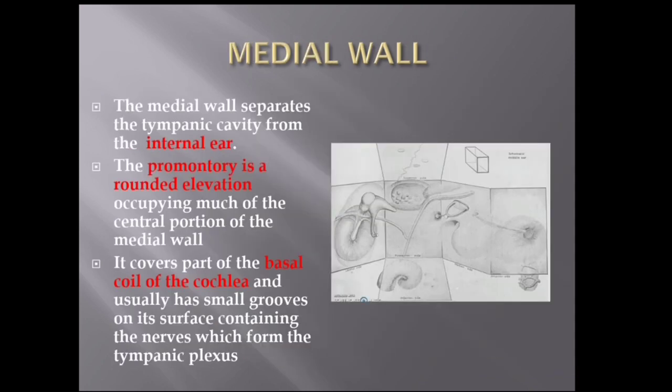Now the medial wall. The medial wall separates the tympanic cavity from the internal ear. This is the medial wall, this is the tympanic cavity, and this will be the internal ear. The promontory is a rounded elevation found in this medial wall, occupying much of the center portion of the medial wall. It covers part of the basal coil of the cochlea and usually has small grooves on its surface containing the nerves which form the tympanic plexus.